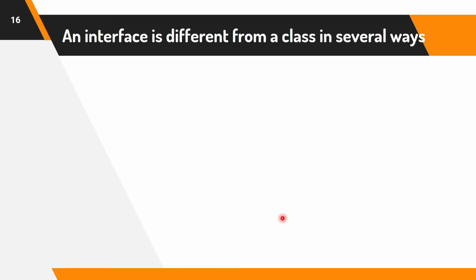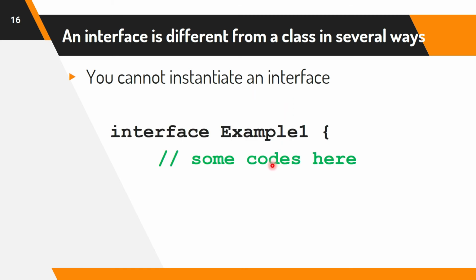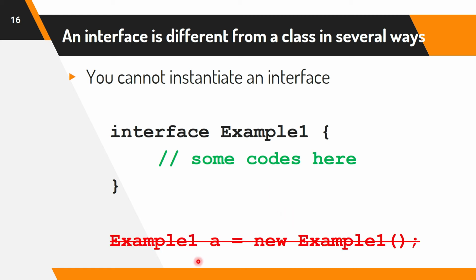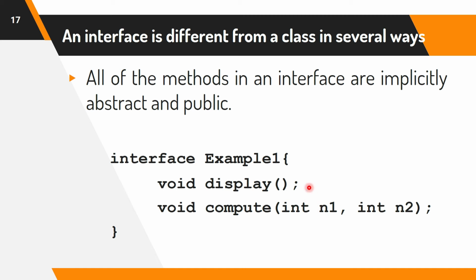An interface is different from a class in several ways. First, you cannot instantiate an interface. So if we have here an example, interface Example1, hindi possible yung Example1 a is equal to new Example1. So we cannot instantiate or we cannot declare an instance to interface. All of the methods in an interface are implicitly abstract and public. Okay?